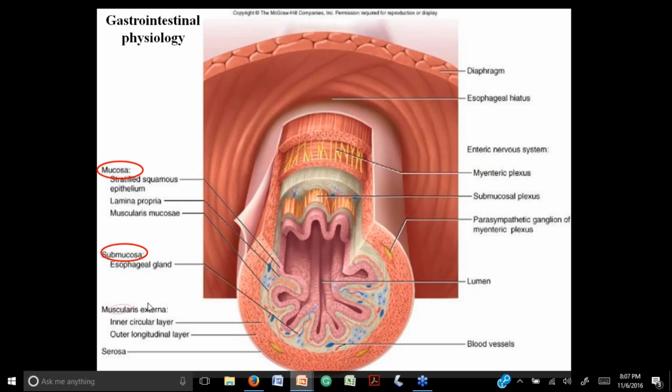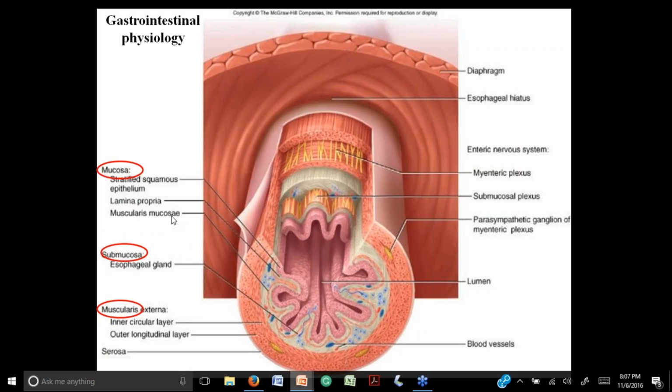And the muscularis externa. If you see here, the pattern of the muscles is slightly different. One here is elongated, and here it is cut in transverse. Why? Because we have two groups of muscles, the inner circular layer and the outer longitudinal layer, and those are responsible for the peristalsis of the GI tract.